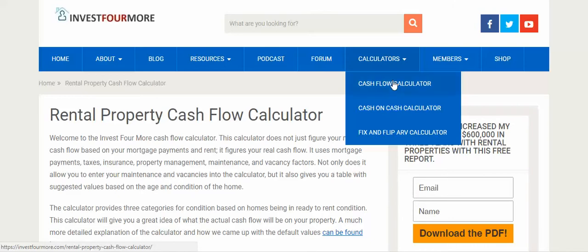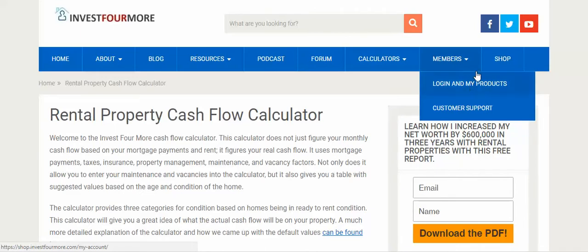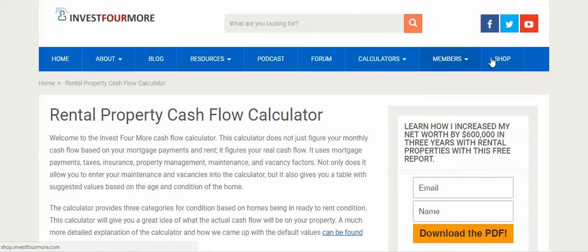So I've got my cash flow calculator, my cash on cash calculator, and a fix and flip calculator, all right here to help you figure out what a good rental property is. This is not the only tool you should be using, obviously, but this is a tool that can help you out. Of course, for people who are in some of my coaching programs, we've got some additional resources for you.